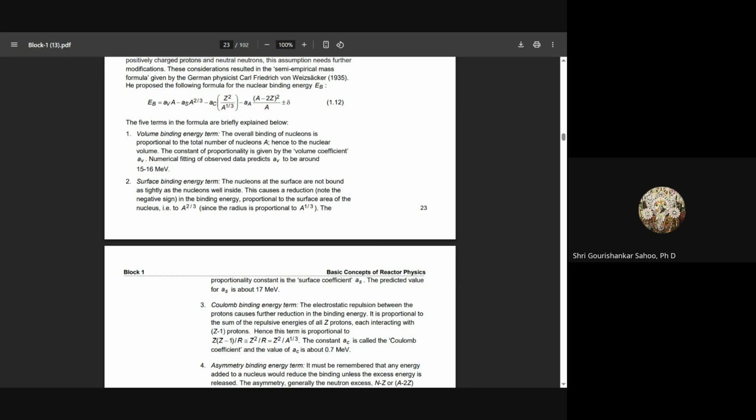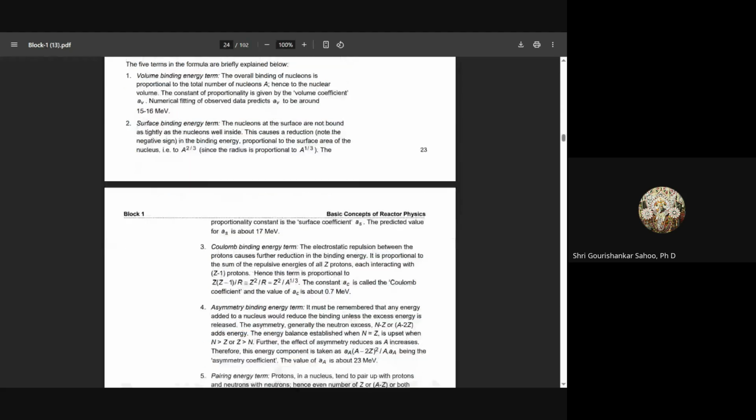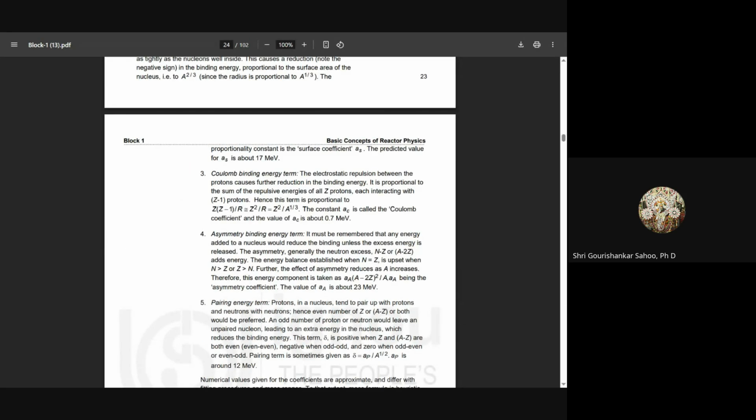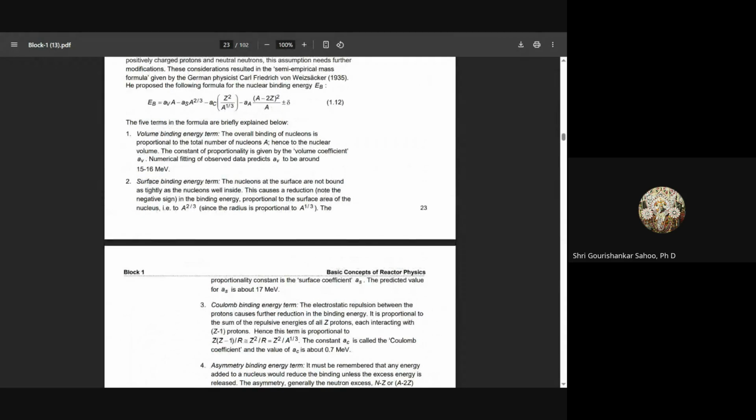So it is EB equals Av A minus As A to the power 2 by 3 minus Ac Z square by A to the power 1 by 3 minus Aa (A minus 2Z) square by A plus or minus delta. So these terms are the volume binding energy term Av, then the surface binding energy term, then the Coulomb binding energy term, then the asymmetry binding energy term, then the pairing energy term, delta.